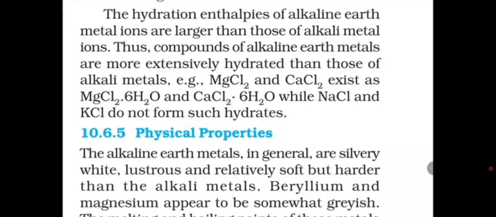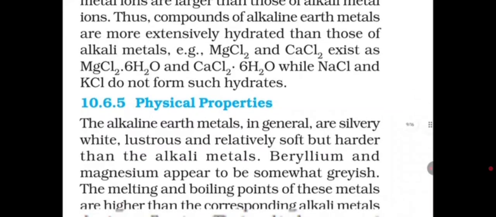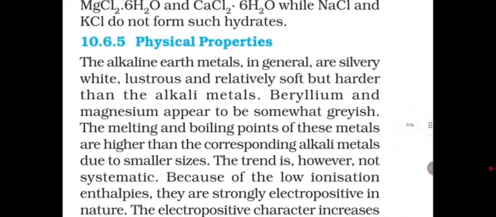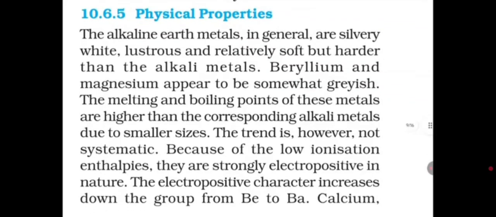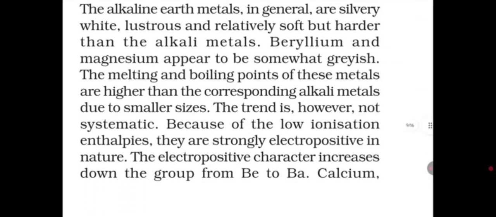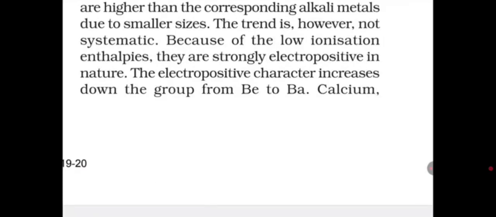Example: MgCl2·6H2O and CaCl2·6H2O exist as hydrates, while NaCl and KCl do not form such hydrates. Next topic is physical properties. The alkaline earth metals in general are silvery white, lustrous, and relatively soft, with small sizes.